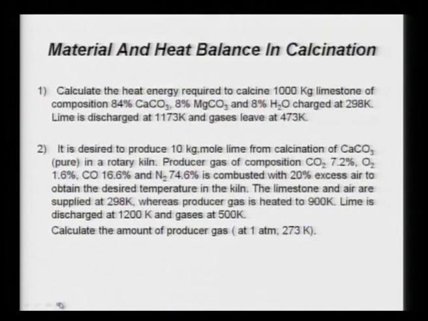The limestone and air are supplied at 298 Kelvin, whereas the producer gas is heated to 900 Kelvin, lime is discharged at 1200 Kelvin and gases at 500 Kelvin. Now, the fact that they are discharged at a lower temperature than the kiln means some sort of heat transfer is occurring before the product and the byproduct leave the rotary kiln. This is problem number 2.